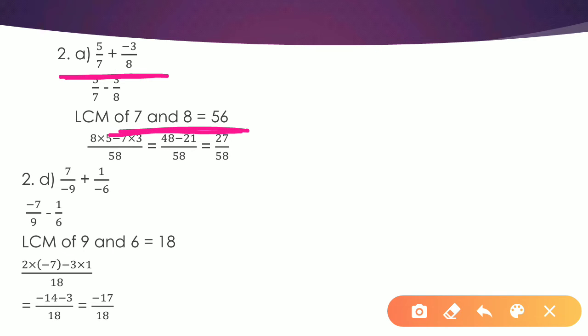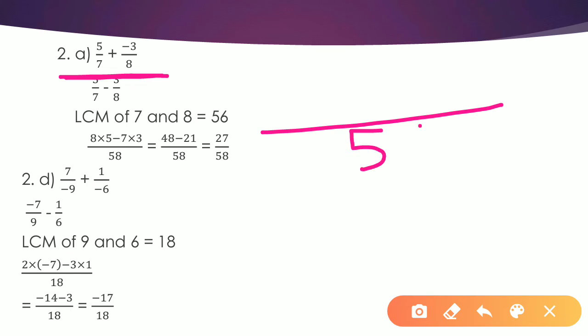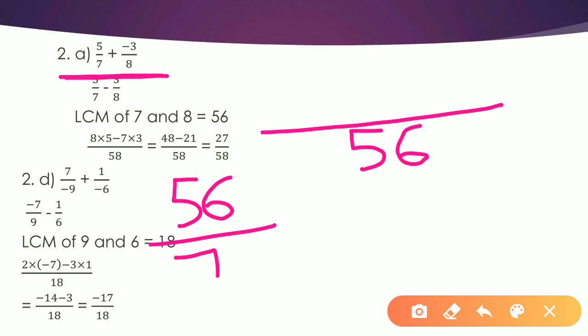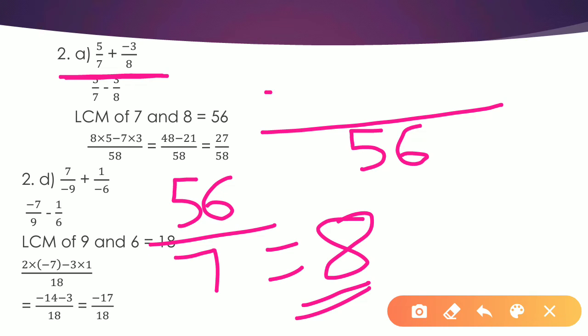And in our previous video, I have already explained how to solve this type of question. First of all, take the LCM. LCM will be 56. Then in the denominator, you write 56. And then divide this LCM 56 by the denominator of the first rational number, which is 7. This gives you 8. Now multiply this 8 with the numerator of the first rational number, which is 5.